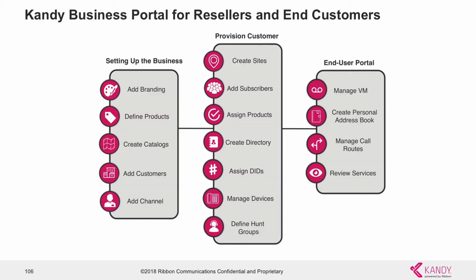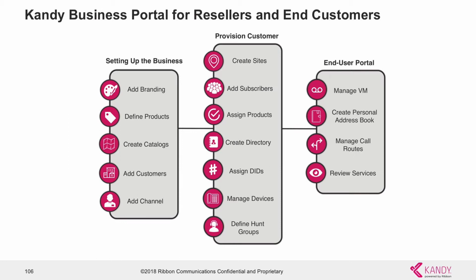Managing Kandy Business Solutions is very easy and is done through top-of-the-line portals with multiple levels. For the service provider, for the resellers to provision their own customers, for the enterprise which can also have levels for their own departments, and then finally the end-user portal to manage the settings of their line or their application. Depending on the administration level, you can do different things.